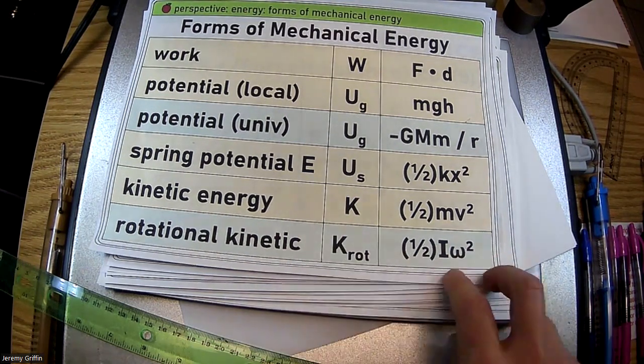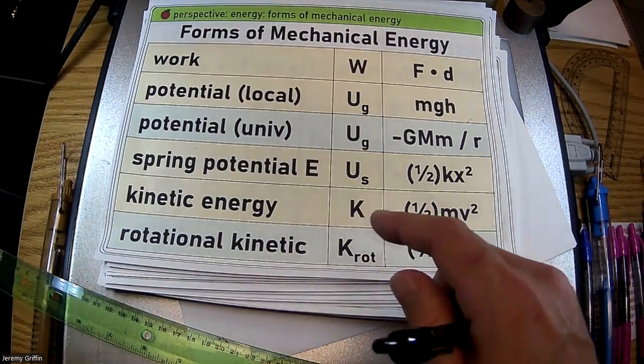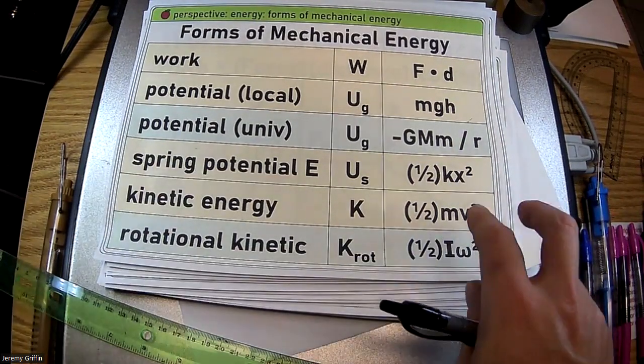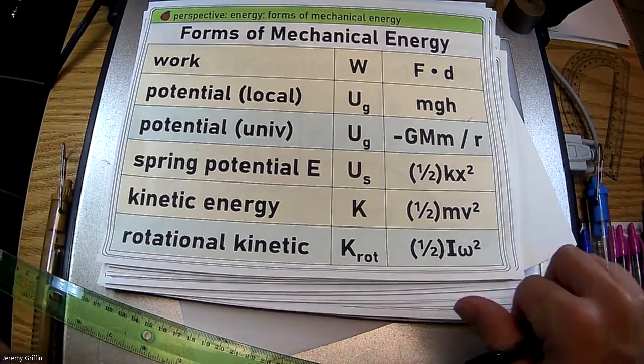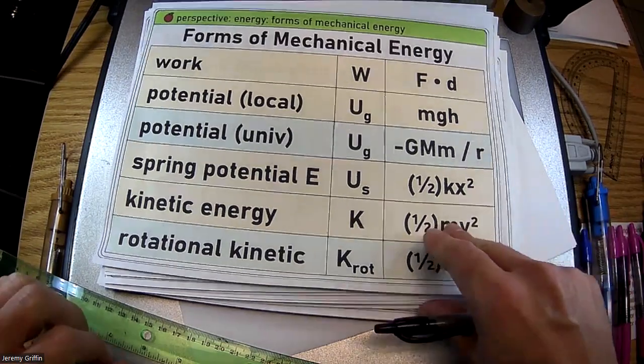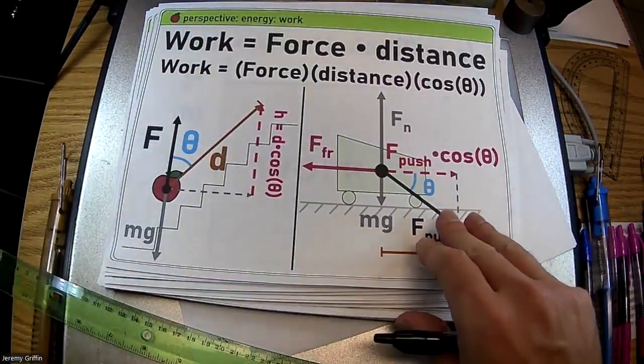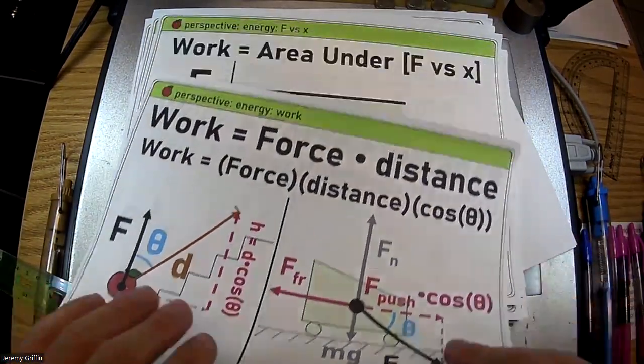This very last green row, don't worry about that until after Thanksgiving. That involves the energy of, say, a marble rolling down a hill or something like that. Okay. All right, so you guys good so far? How's that? All right. Okay, so we got work is force times distance. We're looking at that one.